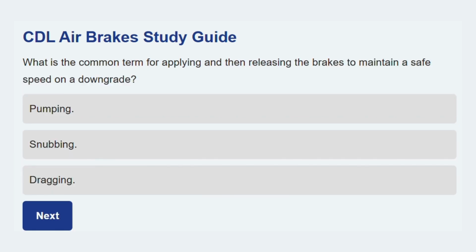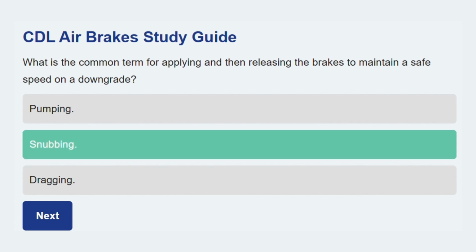Moving on to this. What is the common term for applying and then releasing the brakes to maintain a safe speed on a downgrade? Snubbing. This technique allows your brakes to cool between applications, preventing overheating and brake fade.